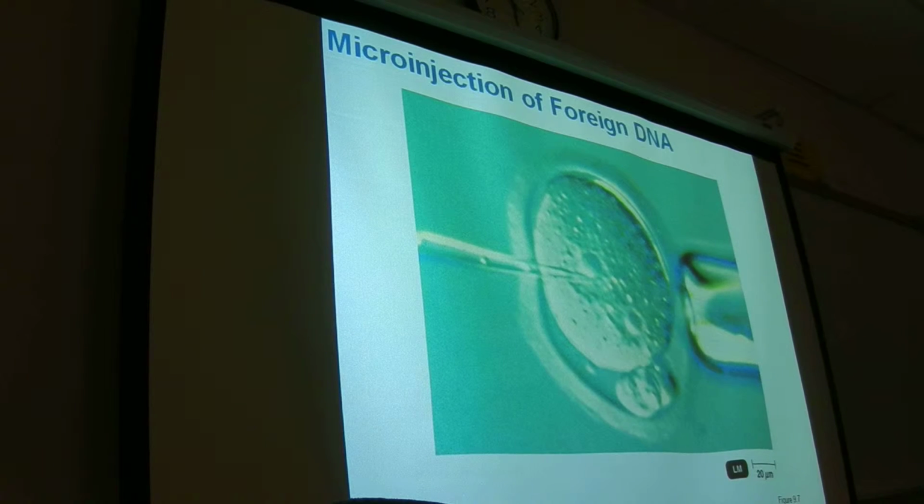Most of you guys have probably seen some kind of picture about this. Artificial insemination is typically where you see this, where they take an egg and they inject DNA into it in order to hopefully get fertilization. So again, here's your very fine needle injecting DNA directly into the cell.